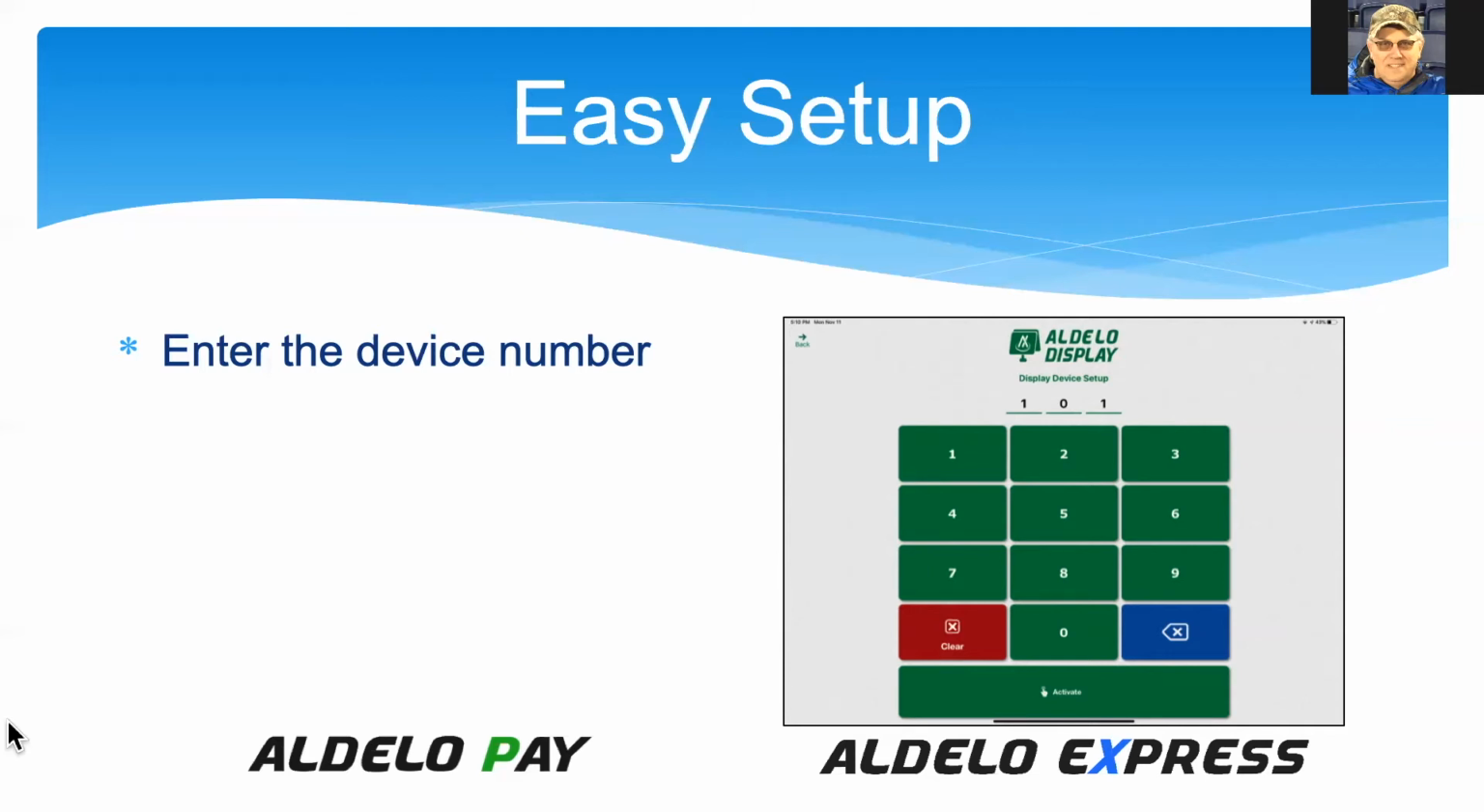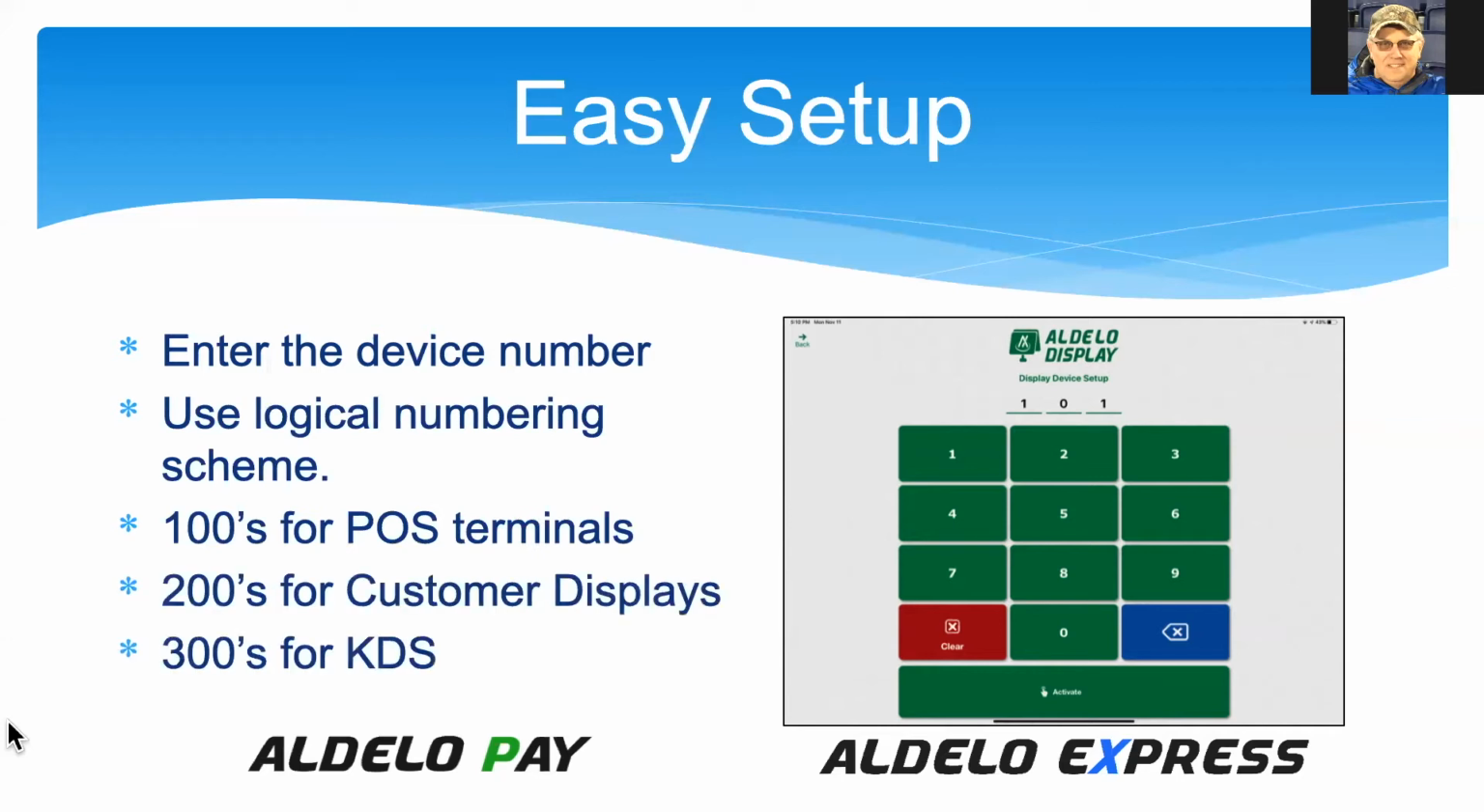You will enter the device number on the unit. Use a logical numbering scheme. I would do the devices in the 100s for POS terminals, 200s for displays, 300s for KDS, but you use whatever you think is logical.